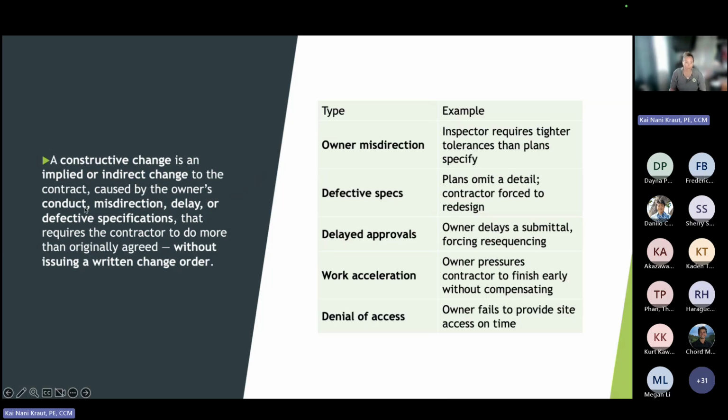So this is caused by the owner's conduct, misdirection, delay, defective specifications. Maybe it's an inspector in the field directing somebody to do work. This is all done without a written change, but the contractor still must provide notification. So here are some examples. Inspector requires tighter tolerances than in the plans, defective specs, plans omit a detail, and the contractor is forced to redesign. These can all be construed as constructive changes.